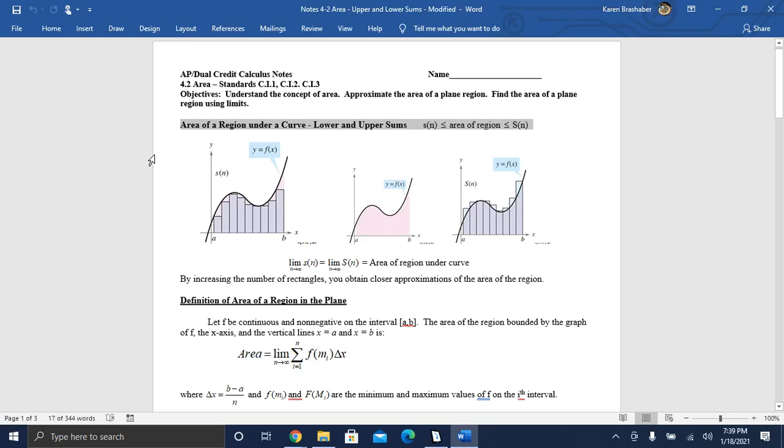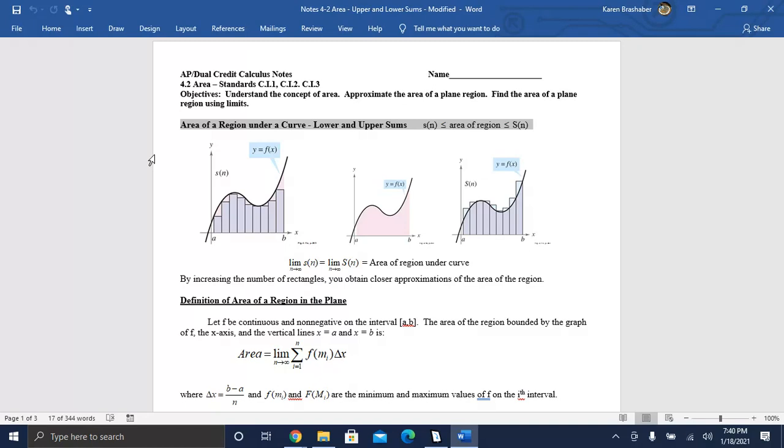Hello, students. We are going to be working on calculating the area of a region under a curve. And this is one of the main uses of integration. In the first semester, you learned that one of the main uses of finding the derivative was to find the slope of a tangent line to a curve. One of the main uses for integration is to find the area of a region under a curve. We're going to look at the development of that calculation today.